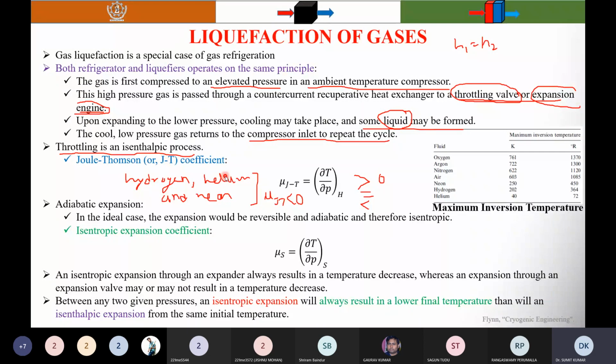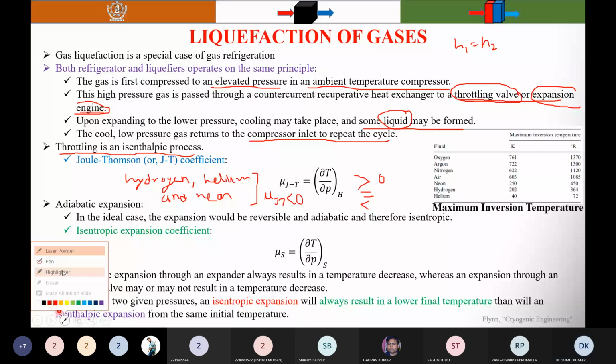Okay, this is the one method. The other is a work producing expansion engine. You can expand this gas in the work producing expansion engine below temperatures at which the Joule-Thomson coefficient is positive. But in the case of nitrogen, methane, and other gases, where the Joule-Thomson coefficient is positive, you can directly use this gas as your refrigerant.